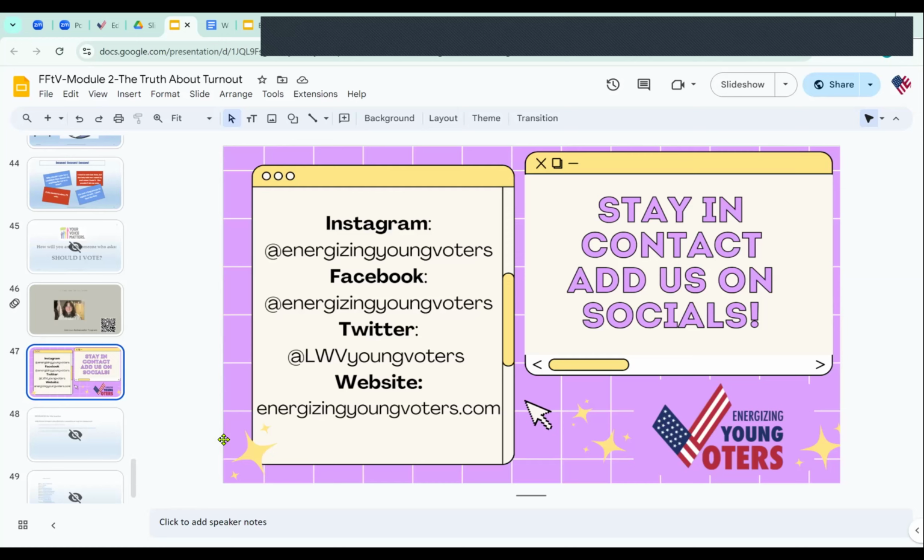There are some guidelines because we use the colors that the League of Women Voters uses as their theme colors and stuff, but we're looking for young people who know how to get their peers out to vote, engaged in civic actions and that sort of thing. So take a look at those, follow them, share what we put on, whatever you can do. It's at Energizing Young Voters. All right, and that's it.